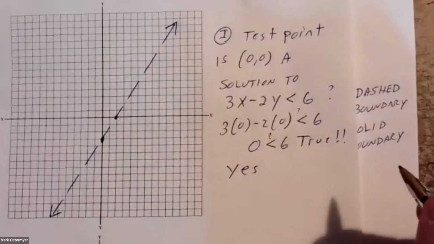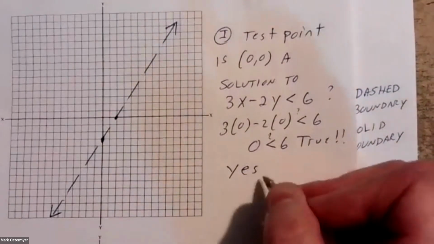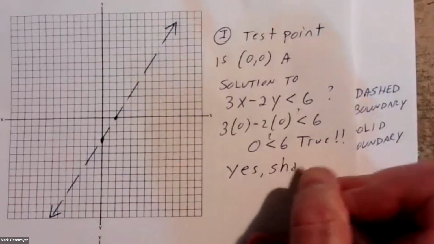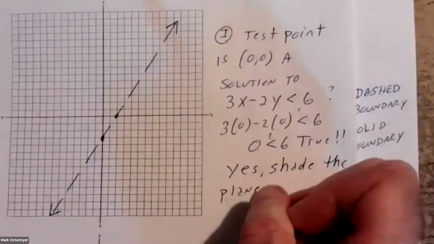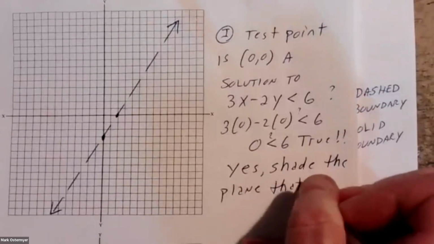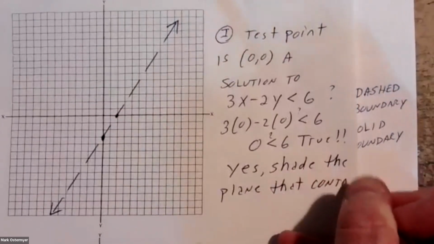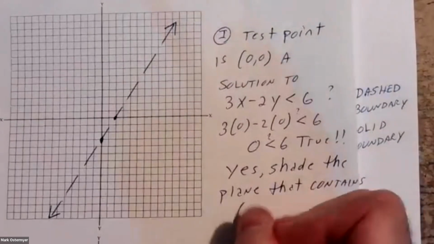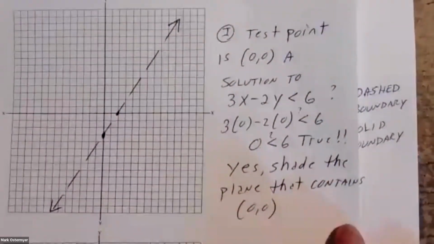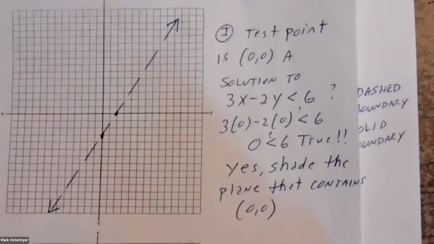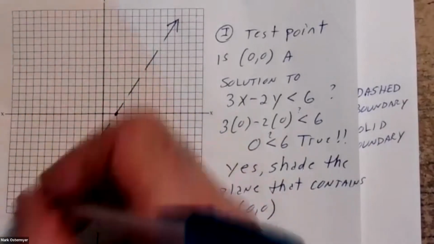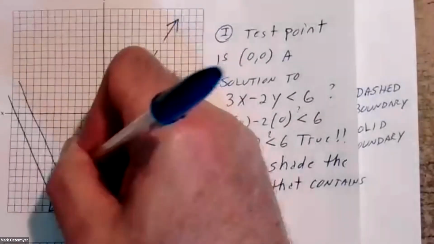0, 0 is a solution to the inequality. Because of this, we shade the plane that contains 0, 0. If 0, 0 was not a solution to this inequality, then we would have to shade the plane on the opposite side of the line that does not contain 0, 0. But because 0, 0 is a solution, we shade this away.